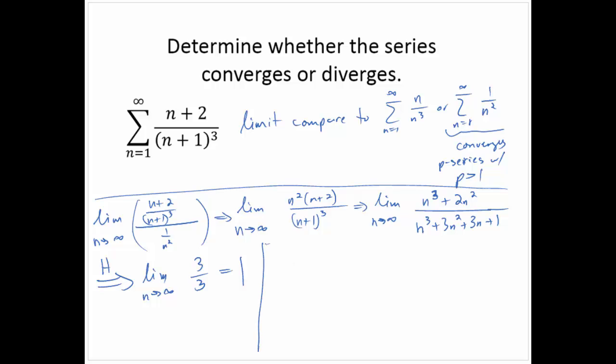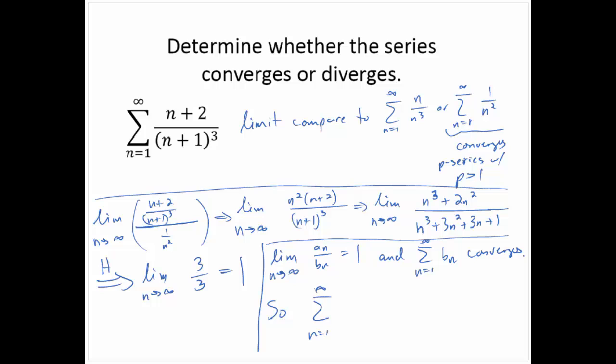So, limit as n approaches infinity of a sub n over b sub n is 1, and sigma n equals 1 to infinity of b sub n converges. And so again, that's that first case that we saw on that slide. The limit is greater than 0, and since sigma b sub n converges, sigma n equals 1 to infinity of (n plus 2) over (n plus 1) cubed also converges.